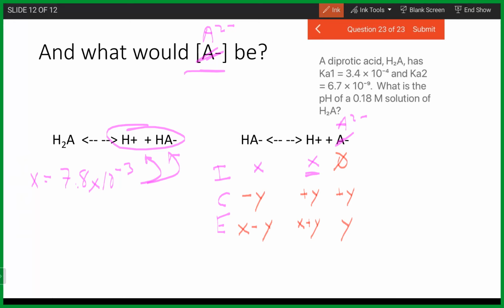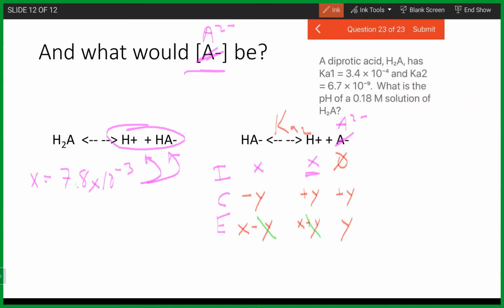But now when we look at the Ka2 here, 10 to the negative 9th, this is a very small one, so even less of this reaction is going to go to the right-hand side. So with this one, what we can do is ignore the y for the reactant. We can also do the same thing for the product. Y is still going to be so much smaller compared to the x that we start with there, that it's not going to change that value at all, basically.